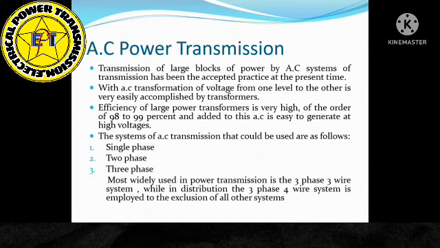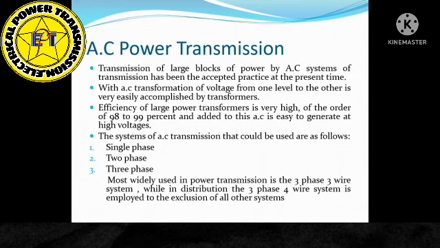And added to this, AC is easy to generate at high voltages as compared to DC, because in a DC generator we have commutation problems, carbon brushes, sparking, and so many things. There are no such issues for AC generation. And thanks to the transformer, we can now boost our low generated voltage to high voltage as per the design and capacity of the transmission line.